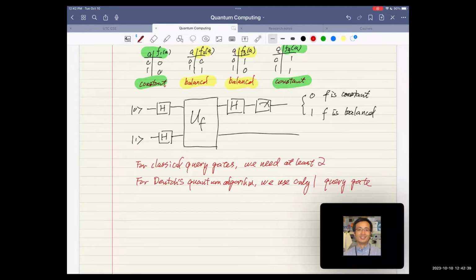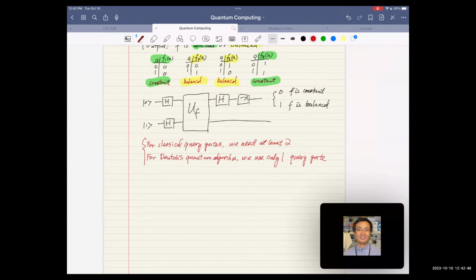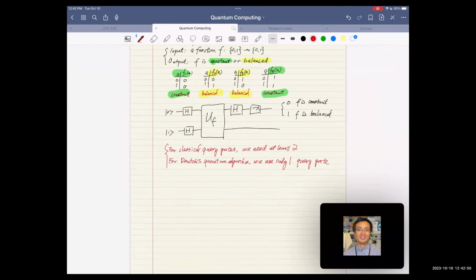So basically what I understand is the importance of this Deutsch algorithm. It really doesn't solve any other problem, but it's just using this case to show quantum algorithm can be 1 step smaller than classical query gates. That's my understanding of this.